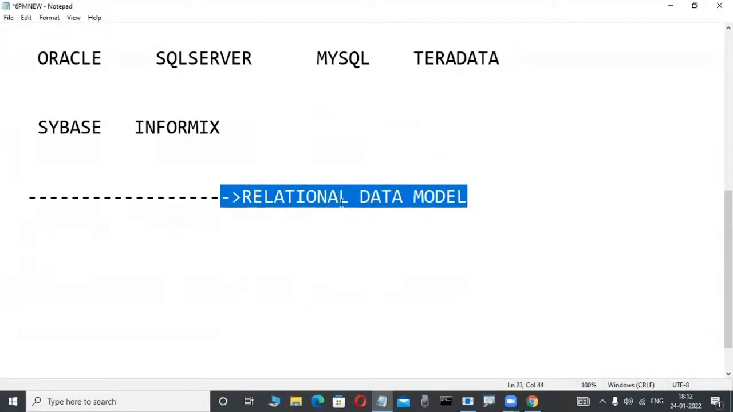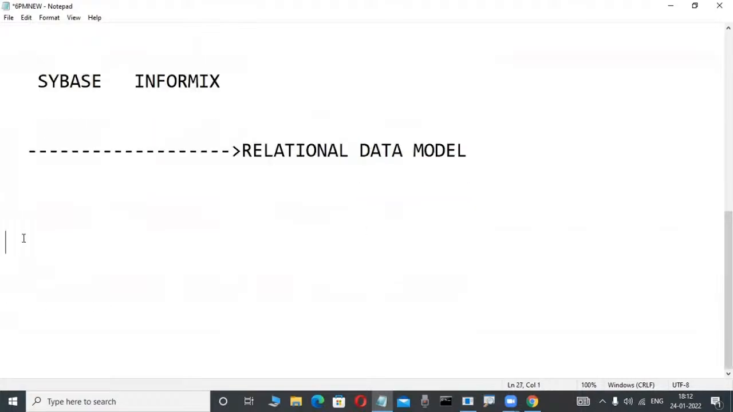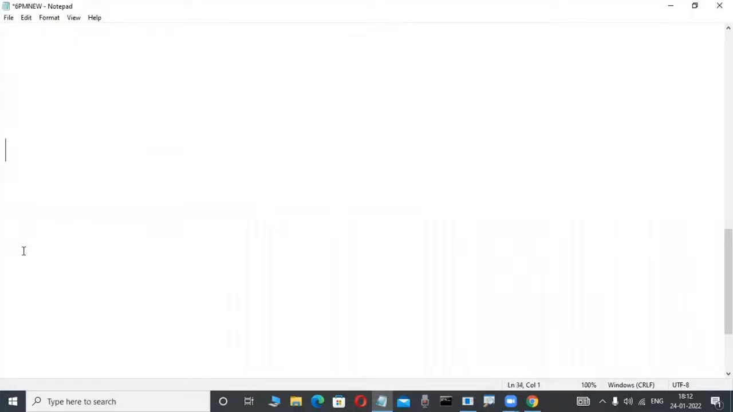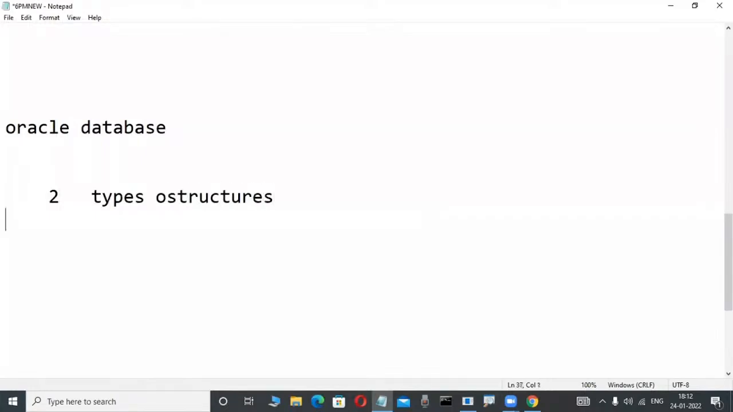Now observe here. What is this data model? Concentrate here, it is an easily understandable model. Don't write it, just data model. In previous classes I told one thing. Suppose Oracle is a product. This Oracle database, or any relational database, has two types of structures: one is logical structure, and another one is physical structure, as I told in previous classes.